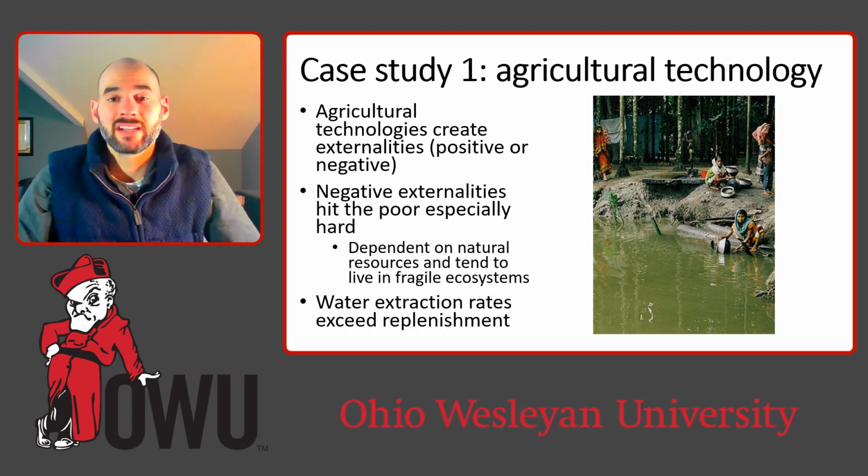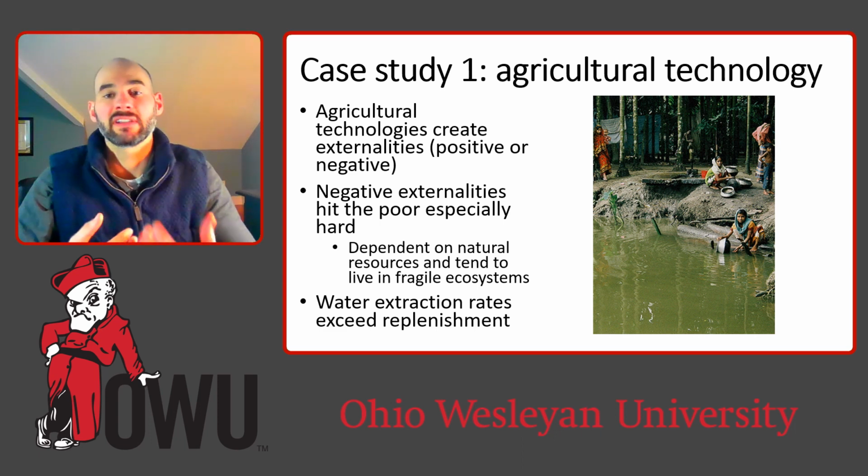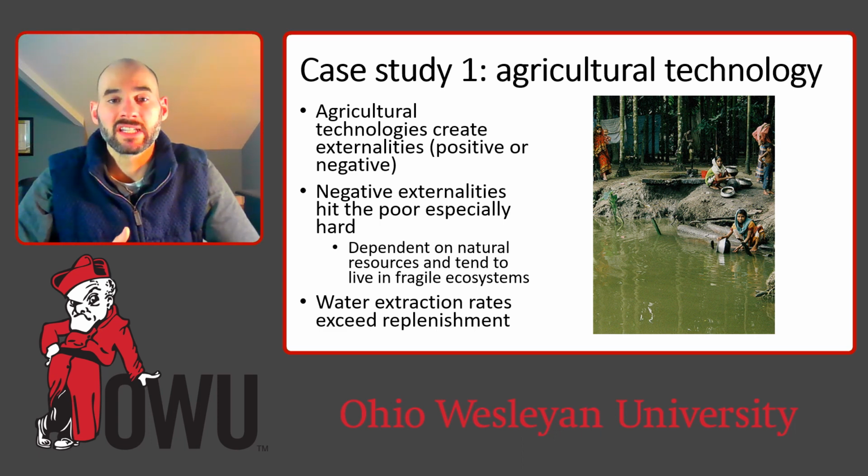All right, so let's just think of a couple more examples of negative externalities as it relates to the environment, and specifically as it may be experienced in parts of the developing world. And so agricultural technologies create some clear examples of externalities, often as negative externalities, which disproportionately affect the economically disadvantaged, who depend more on natural resources for their social welfare and may live in more frail ecosystems.